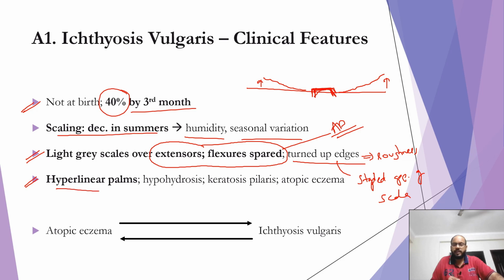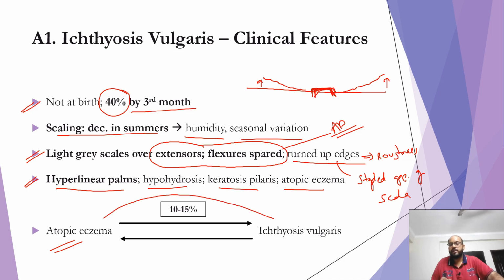Other features like hyperlinear palms, hypohidrosis, keratosis pilaris, atopic eczema are linked. Now, if a patient has atopic eczema, it has about 10 to 15% chance to develop ichthyosis vulgaris. Okay. And a patient of ichthyosis vulgaris has about 25 to 50% chance to develop atopic eczema. Clear? Because the underlying mutation is the same. The mutation is there in the filaggrin gene. Let's move forward.